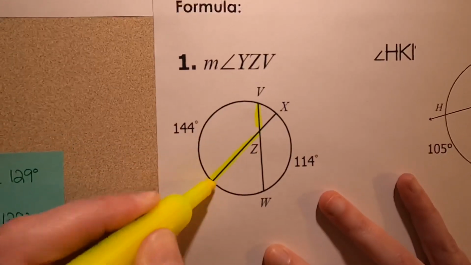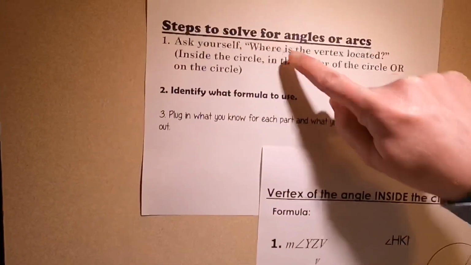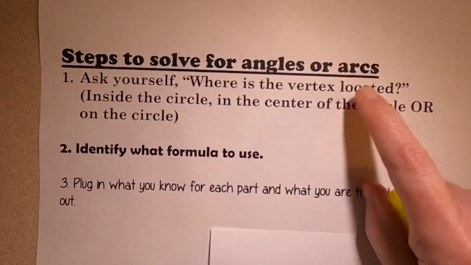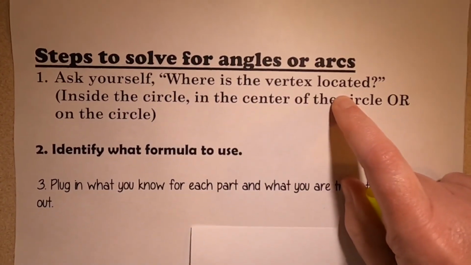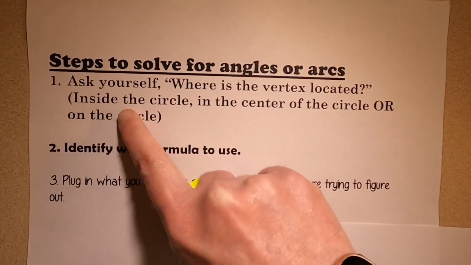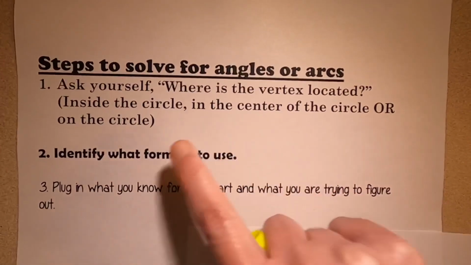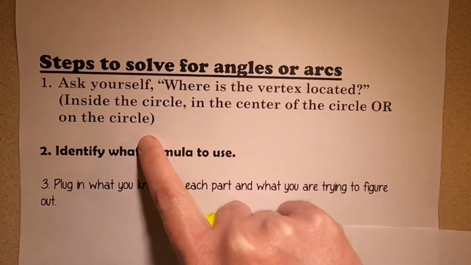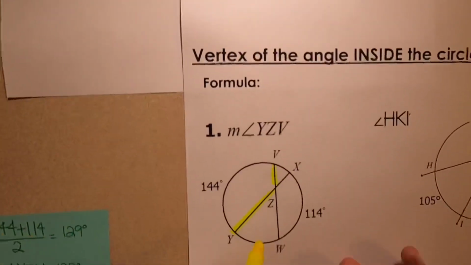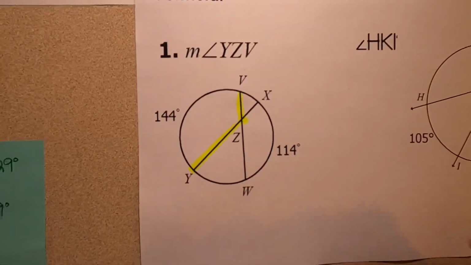So you'll notice right here in our steps, it says, ask yourself, where is the vertex located? We've got a lot of locations of this vertex. So we need to determine, is it inside the circle? Is it in the center of the circle? Or is it on the circle? So let's look at our picture. The vertex, in this case, is just inside.